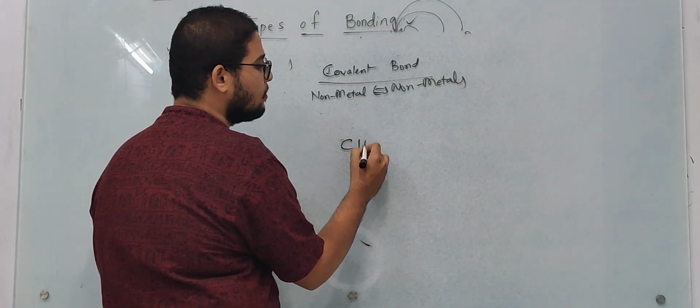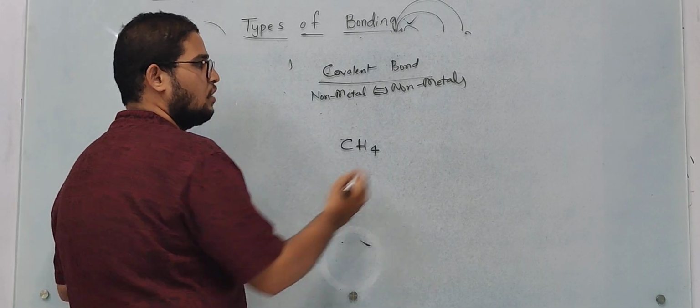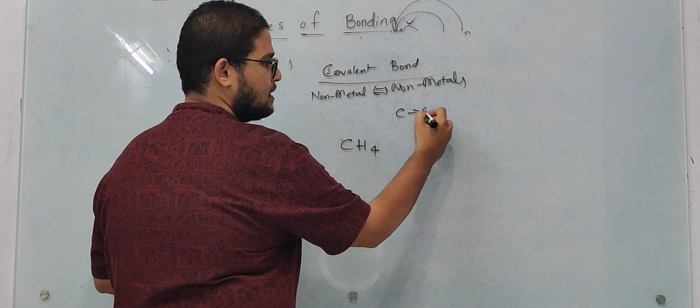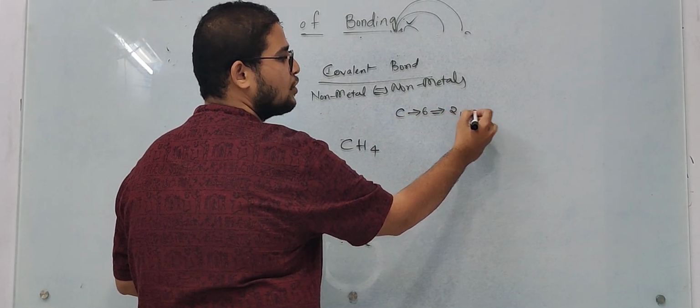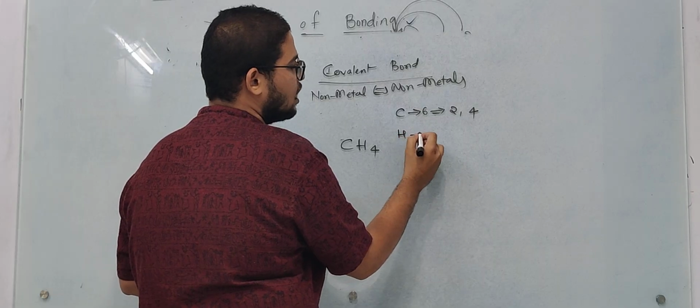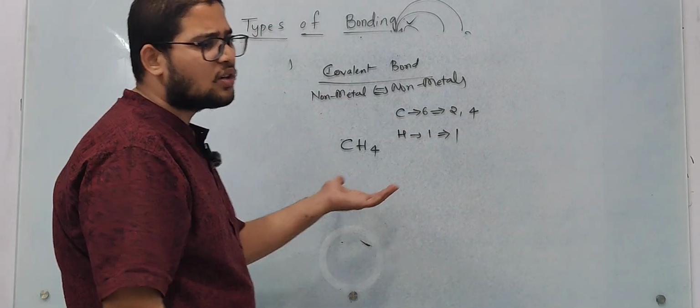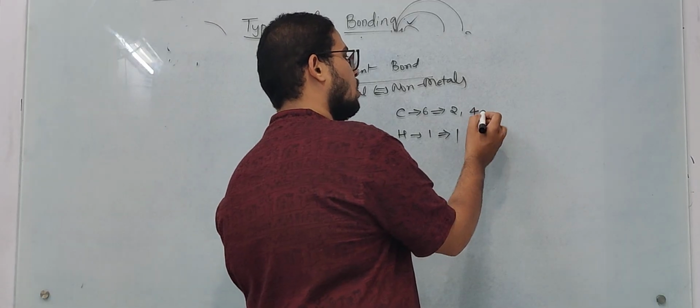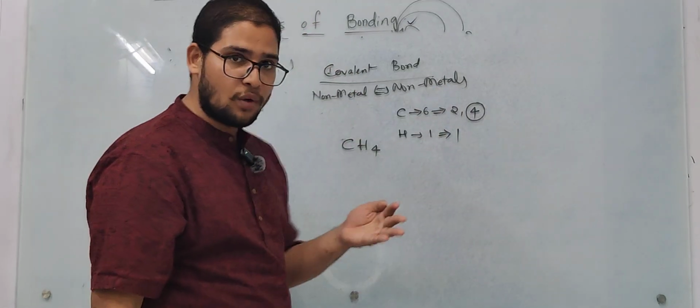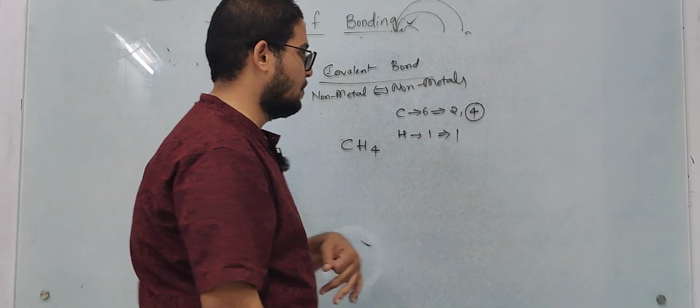Now, if we take the molecule CH4, we know carbon has atomic number 6. The electronic configuration is going to be 2, 4. Hydrogen's atomic number is 1 and its electronic configuration is also going to be 1. So this is the basic electronic configuration. Now carbon requires 4 more electrons to become stable.